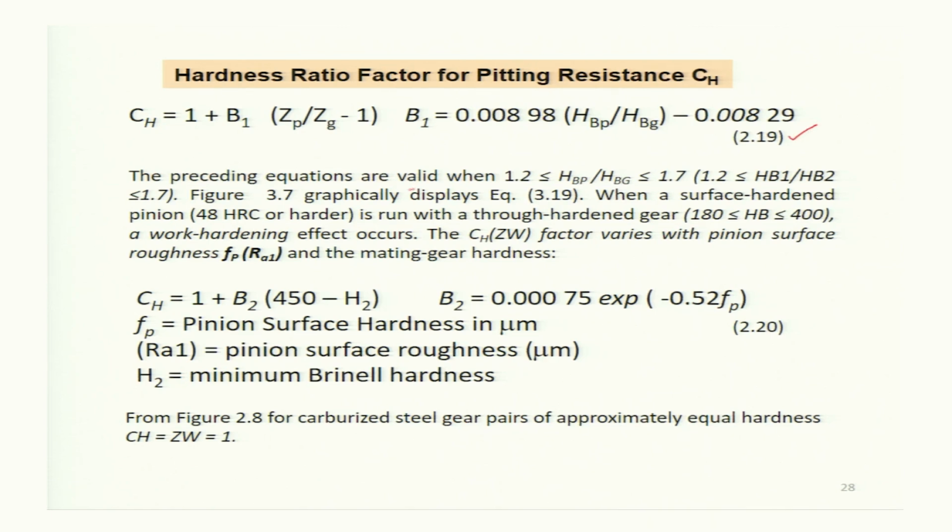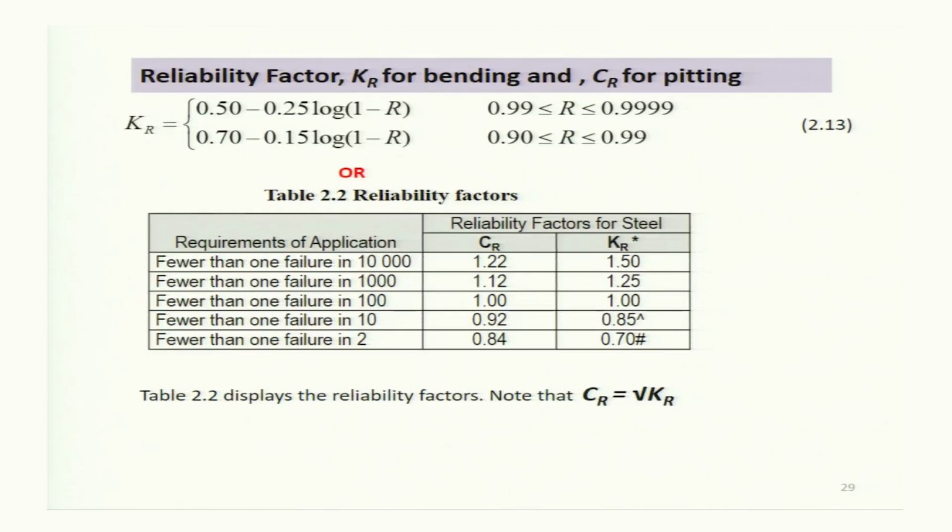The preceding equation is valid when the Brinell hardness of the pinion divided by the Brinell hardness of the gear is greater than or equal to 1.2 but less than or equal to 1.7. Okay. And knowing the surface finish, you can use this formula also in place of the figure shown in the previous slide. The reliability factor is determined similarly, but the reliability factor for the pitting resistance will be under root of the K.